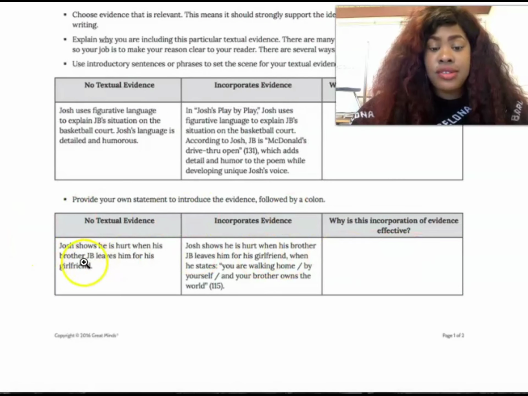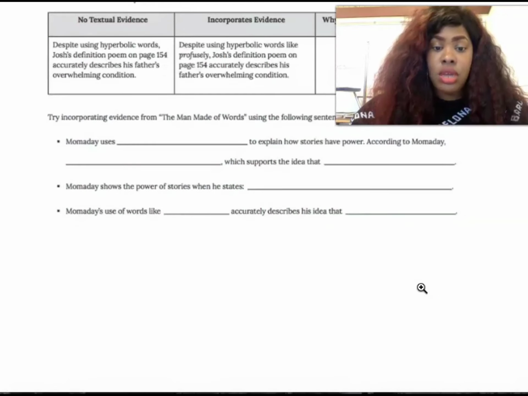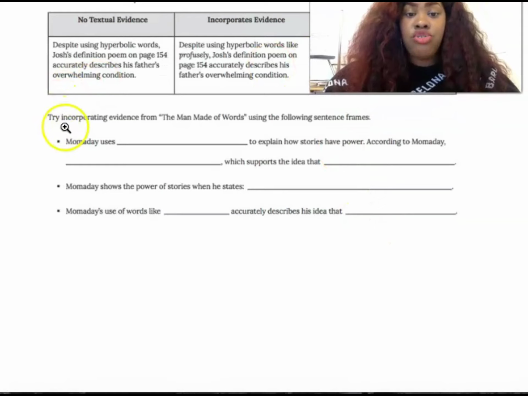Then you have another example here where we're doing the same thing, and then the same here. Then it wants you to try incorporating evidence from The Man Made of Words using the following sentence stem. So you're going to fill in the blanks here. Mama Day uses blank to explain how stories have power.